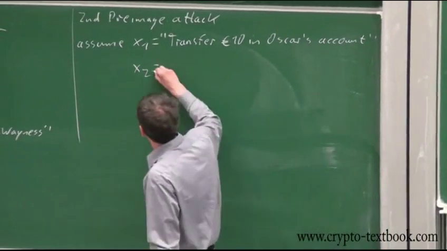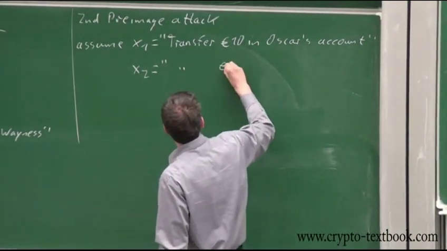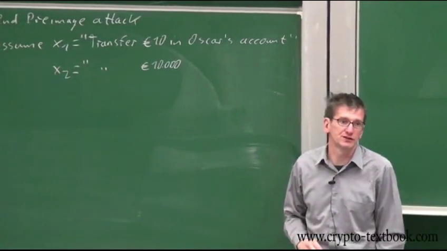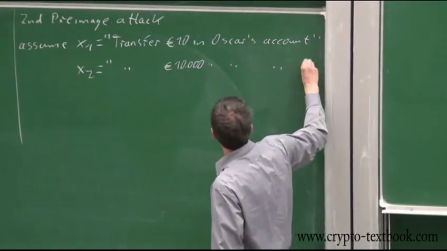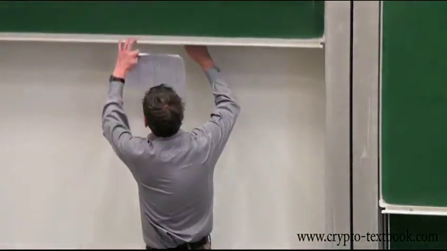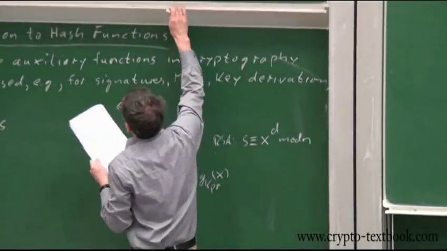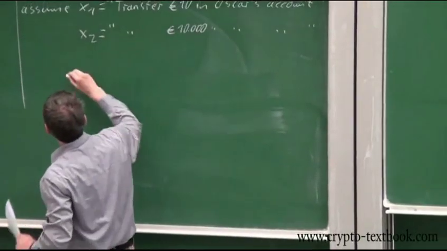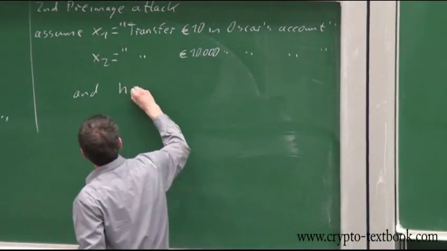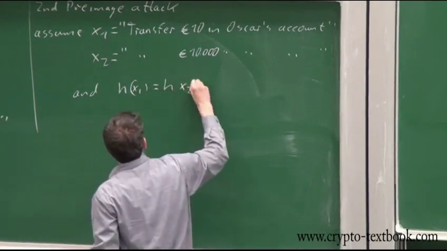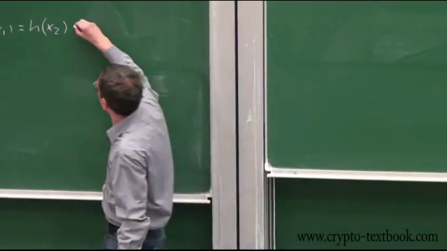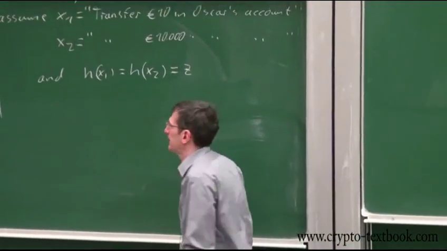So now for Oscar, if Oscar wiretaps, it would be very interesting for Oscar to change the €10 into 10,000 euros, right? So what happens if Oscar can actually do that? Let's say this is true, and coming up with these ASCII characters is easy, right? But there's this additional condition that x1 and x2 have the same hash output, the same hash value, the same z.